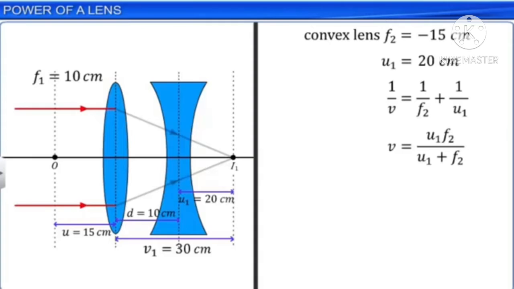Note that the virtual object is in between f and 2f of the concave lens, and hence the rays are diverged to form an image to the left of it.